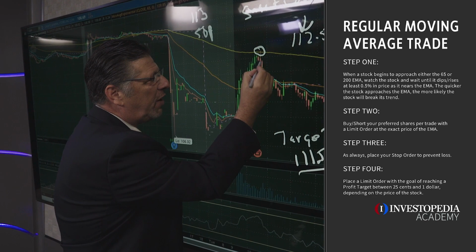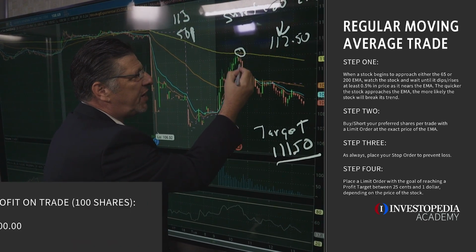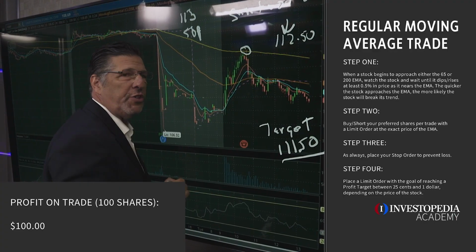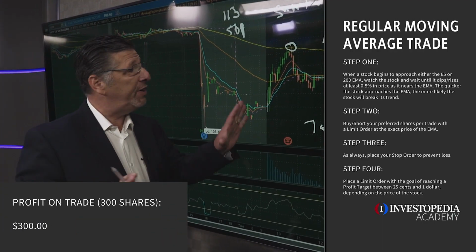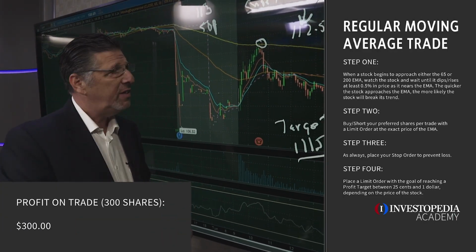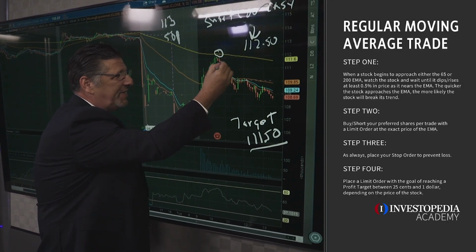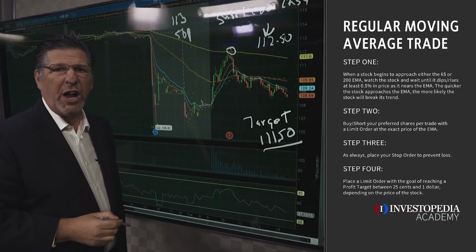Here is where we would have covered that stock. If we did 100 shares, we would have made $100. If we did 300 shares, we would have made $300. Now, I know a lot of people are going to look at a chart like this and say, David, look how far the stock went down after that. Why didn't we wait in this stock and capture much more profit in it?